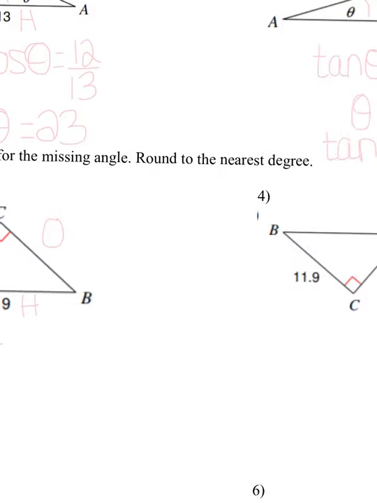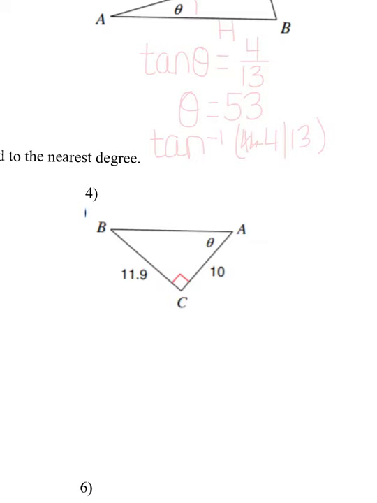Okay? And now let's look at number 4. Same thing. There's my angle. So O, H, and A. I don't have an H. I only have an O and an A. So it's tan theta is equal to 11.9 divided by 10. Same thing, the directions say round to the nearest degree. Second tan 11.9 divided by 10 is going to give you 50.